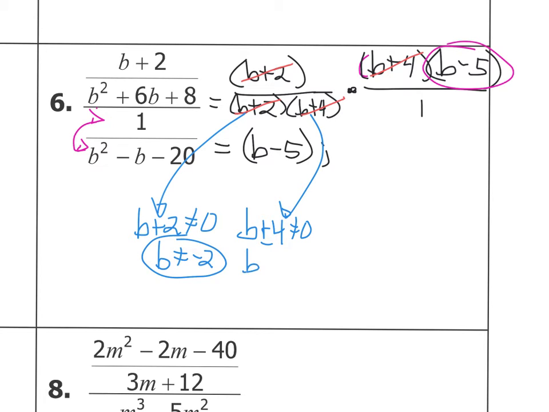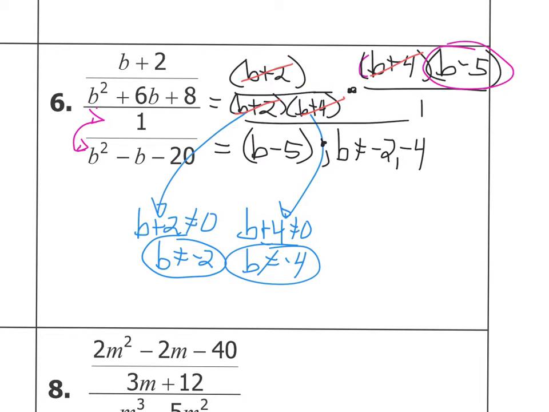Whoops, I'm not going to actually physically subtract it because we can do that one in our head. And there's our second restriction. So our restrictions here are going to be b cannot equal negative 2, negative 4. So all of this is my answer. So I went from a complex fraction to something fairly simple.